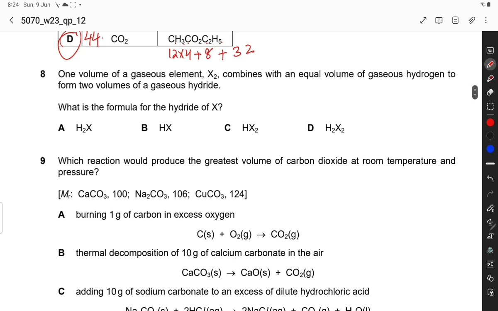One volume of gaseous element X2 combined with an equal volume of gaseous hydrogen to form 2HX. B option is the correct option.